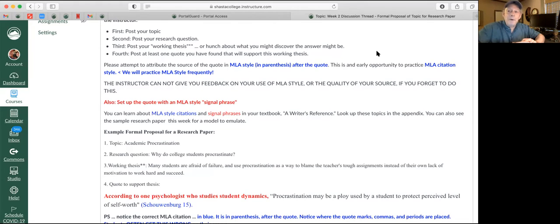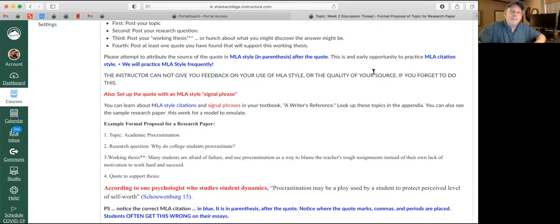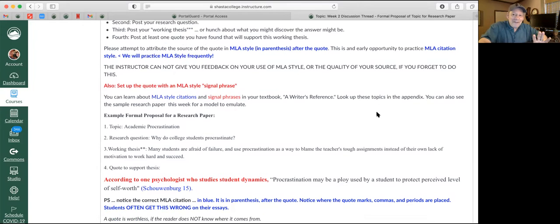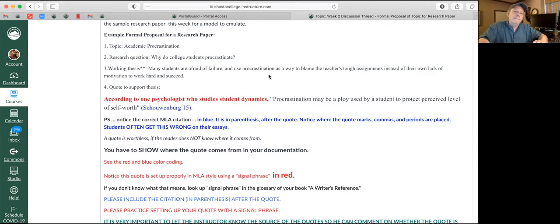Then I want you to post a working thesis. And again, you'll get some instruction on what a working thesis is. It's really a hunch, an idea of what you think the answer to your research paper will be. The fourth thing I want you to do is to post at least one quote that you have found to support your thesis, and I want you to do that in MLA style. And again, I will teach you about MLA style, and I'll teach you how to do research in the library to find a good quote. This is all coming up soon, but for right now, you just need to decide with me on a rough idea for a topic. Here's an example, okay?